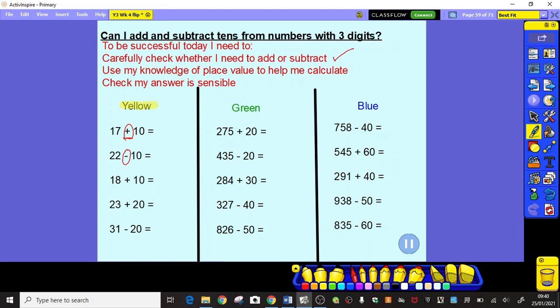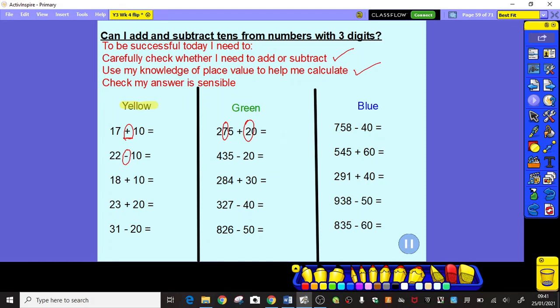You're going to need to use your knowledge of place value to help you to calculate. Remember, looking at the tens digits. And check that your answer is sensible. So when you've got an answer, have a look, because if I work out 275 plus 20 and my answer comes to 475, that's not a sensible answer. Or if my answer was less than the number that I started with.